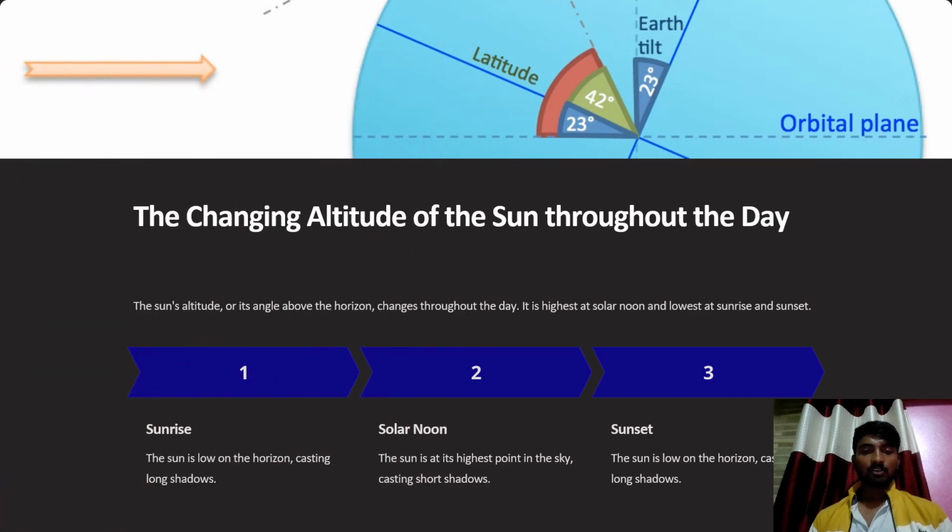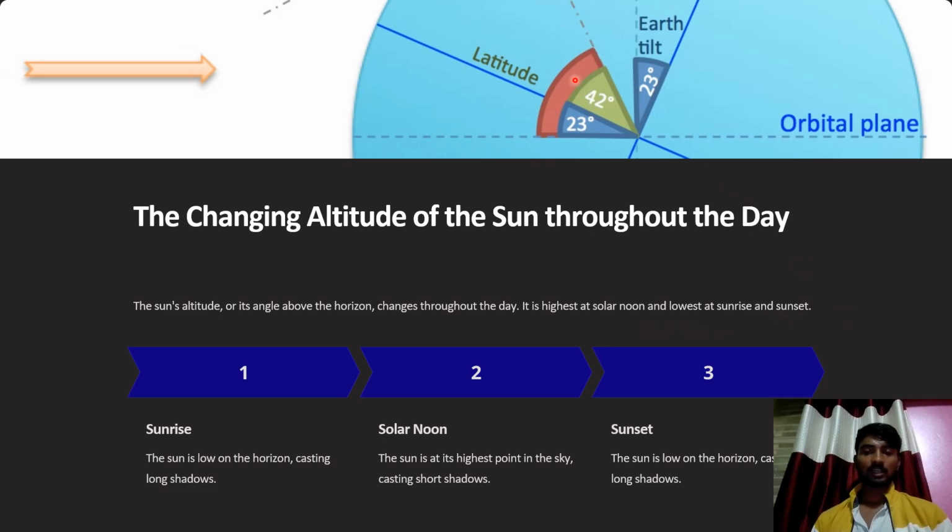Next, the changes in altitude of the sun throughout the day. The sun's altitude, or its angle above the horizon, changes throughout the day. It is highest at solar noon and lowest at sunrise and sunset.